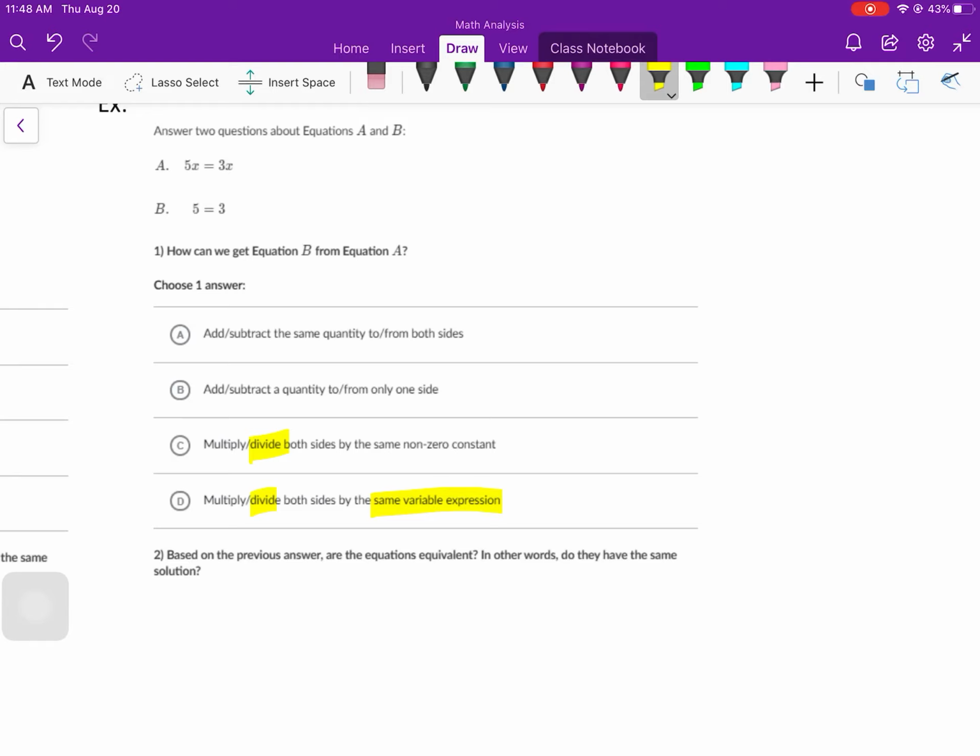And based on the previous answer, are the equations equivalent? In other words, do they have the same solution? So this equation is not equivalent. Now, this is kind of a tricky answer, and I'm kind of curious because this wasn't equivalent to begin with. So I'm going to say yes, these are technically the same, but this equation is not even equivalent. This equation would have no solution, which we're going to go over in the next section.